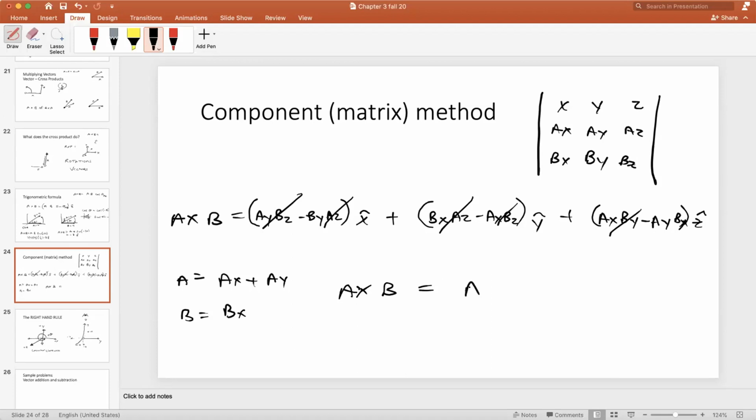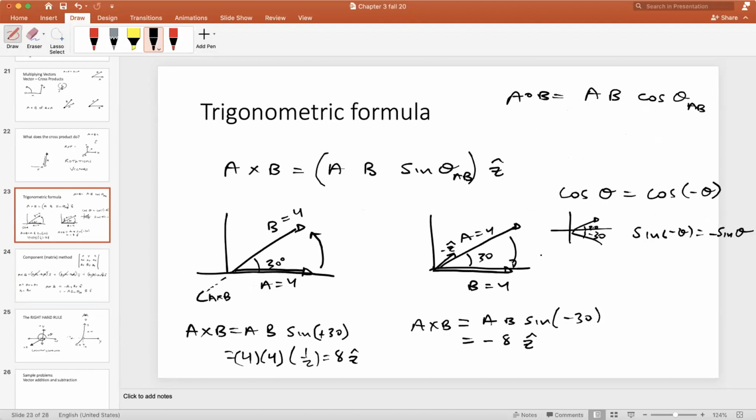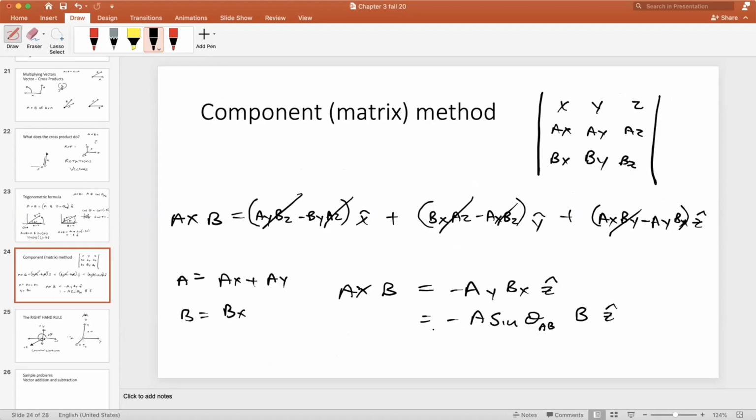And A cross B becomes negative AY BX in the z hat direction, which is again negative A sine of the angle between A and B times B, in the z hat direction. AY is 4 sine of 30, not 4 sine of negative 30. So from the components, it will pick up the proper negative sign if you do it component-wise in the correct way.